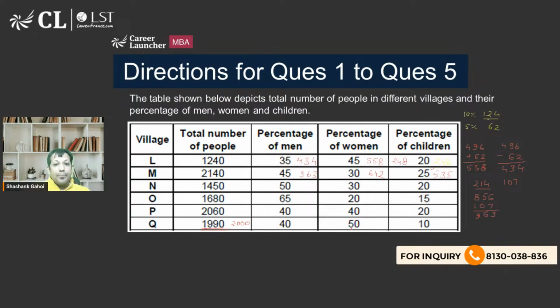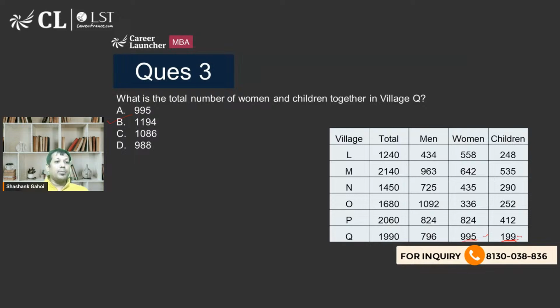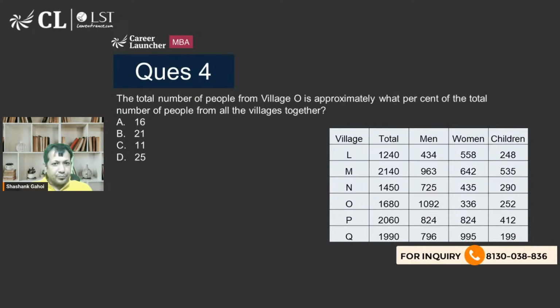Now, what is the percentage of women and children? That is 60%. So 60% of 2000 is going to be 1200. So my answer should be very close to 1200. Which option is very close to 1200? That is option B, because all the other options are not even close to 1200. So instead of making the whole table, I can directly get the answer. Now let's move on to question number 4.